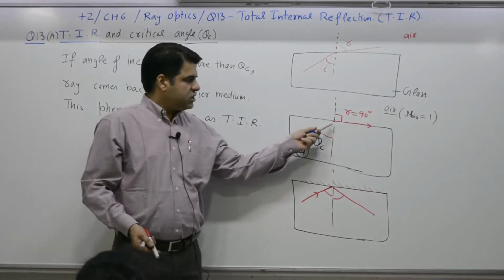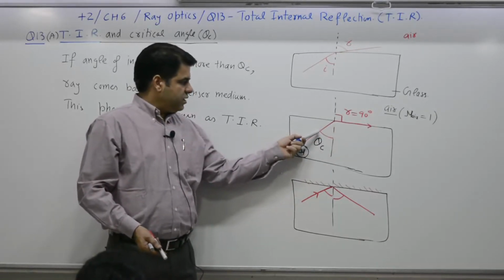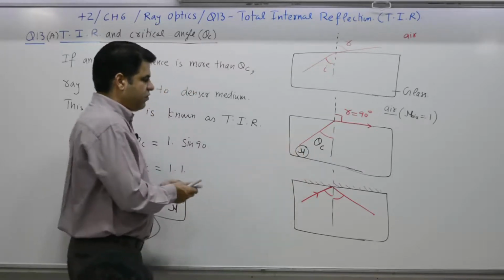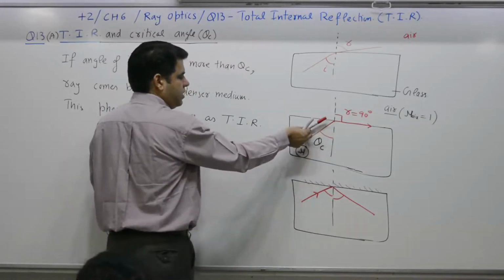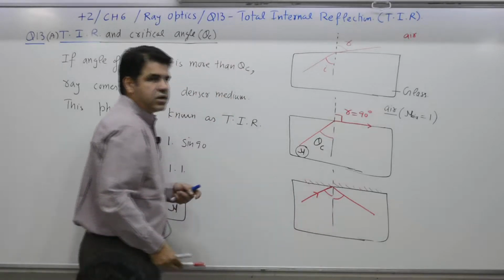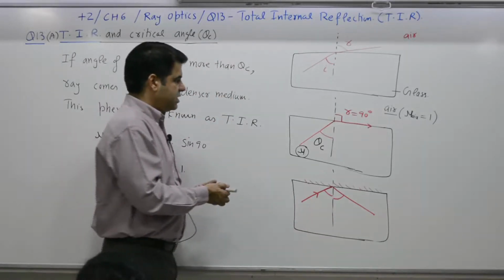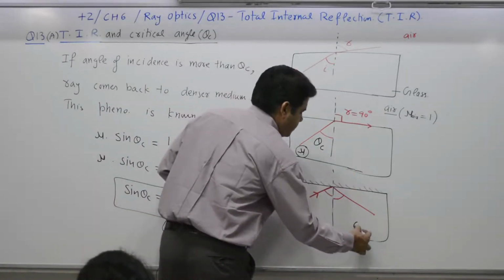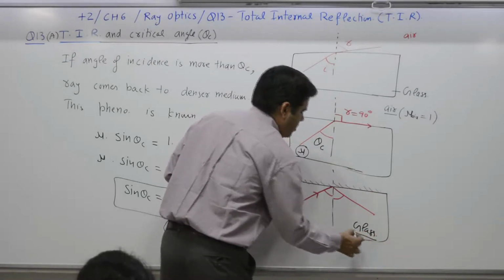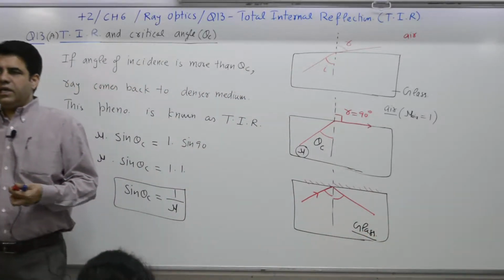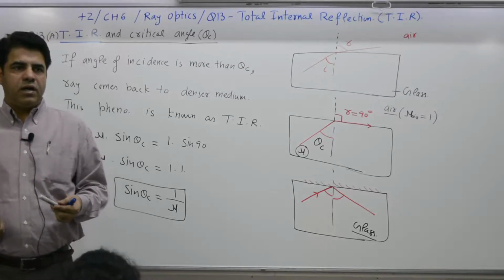Once you find theta critical, suppose for some medium it comes out to be say 42 degree. If it is 42, it is this diagram. The moment you increase this angle from 42 to 43, the ray comes back to the same medium, that is in this case glass. This phenomena is known as TIR, total internal reflection.